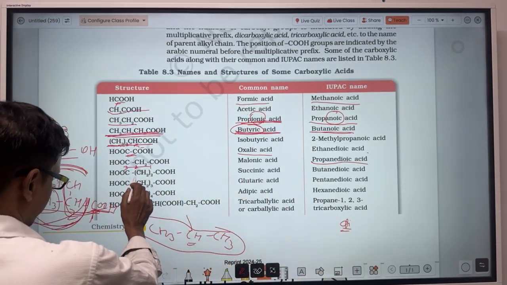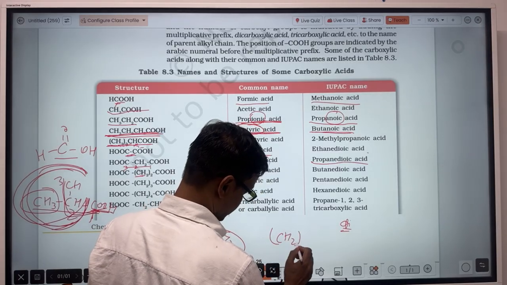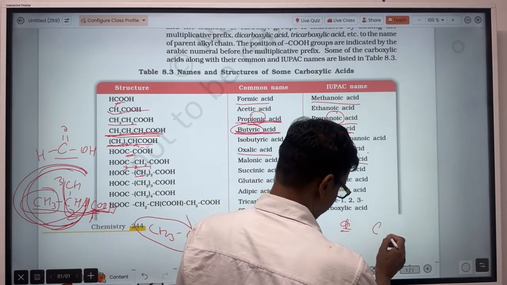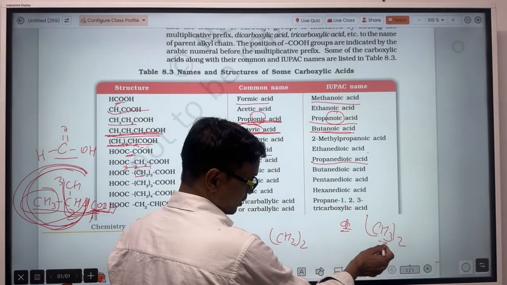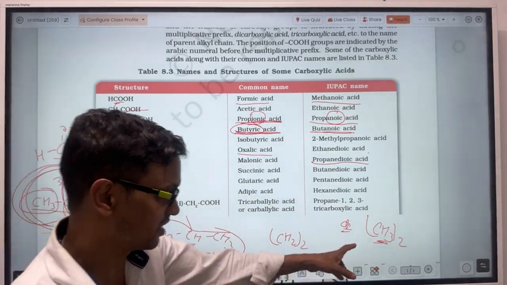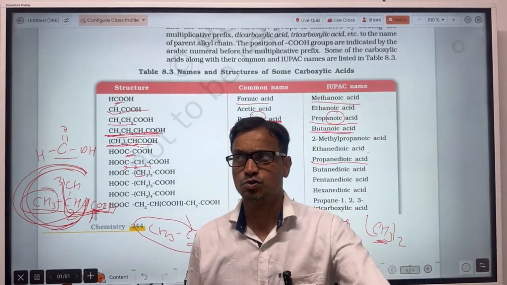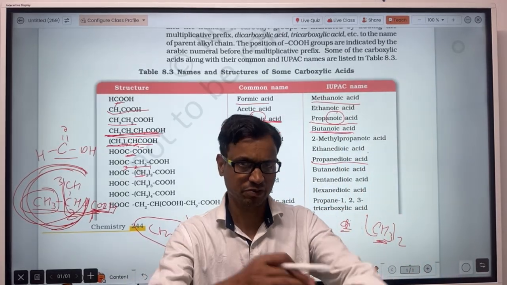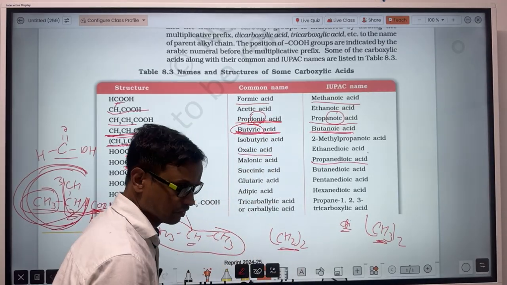Same here, let's see, here are 2 carbon atoms. Watch out here: CH2 whole twice. That means don't be confused. When there is CH3 whole twice, CH3 will be considered as 2 substituents. So that means 2 methyl groups are bonded together to a carbon atom. And here CH2 whole twice means it will be in continuity.